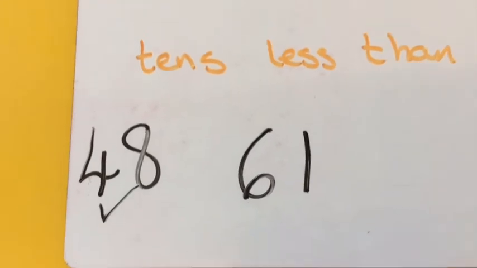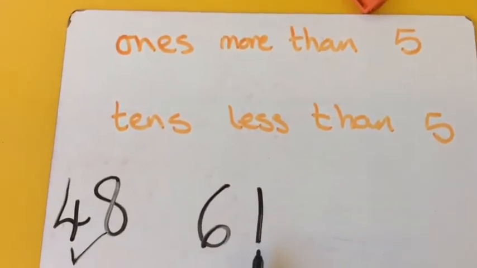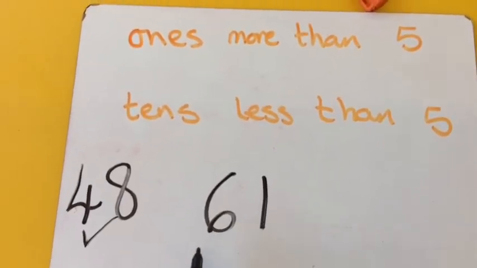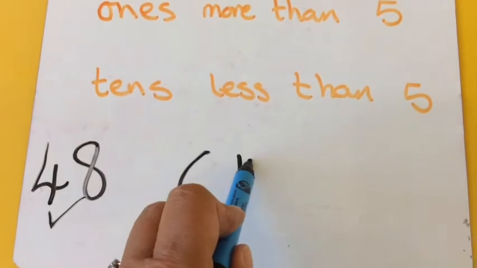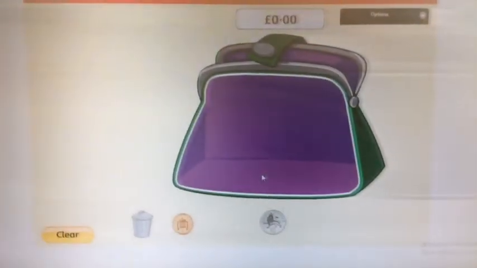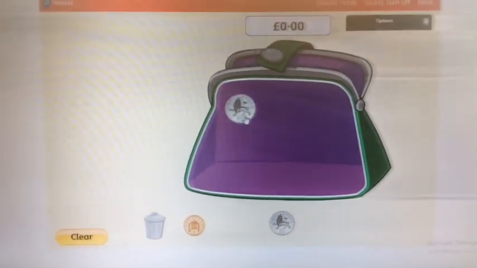We couldn't use 61 though, because look, the ones or units aren't more than 5. And the tens aren't less than 5 either. So that is no good. We need to be very careful which numbers we choose. So we chose 48. Let's put 48p in the purse.